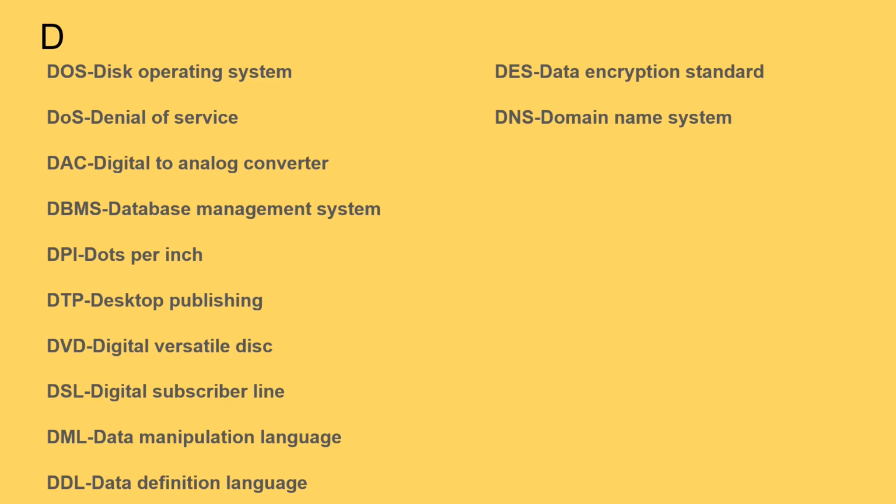Next is DVD. We know that DVD is the abbreviation for Digital Versatile Disc or Digital Video Disc. DVD is a digital optical disc storage format. DSL, Digital Subscriber Line. DSL is a family of technologies that are used to transmit digital data over telephone lines. Next is DML, Data Manipulation Language.